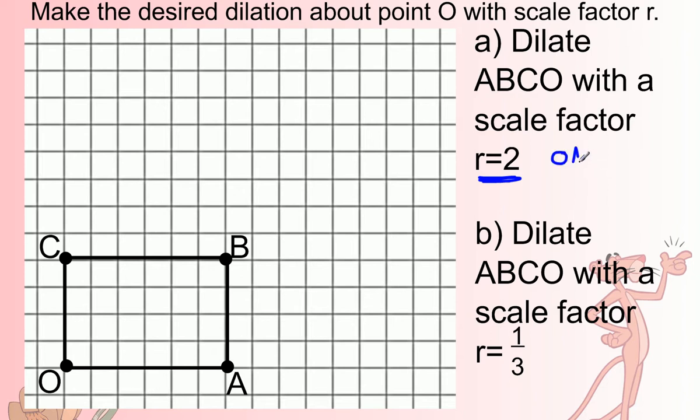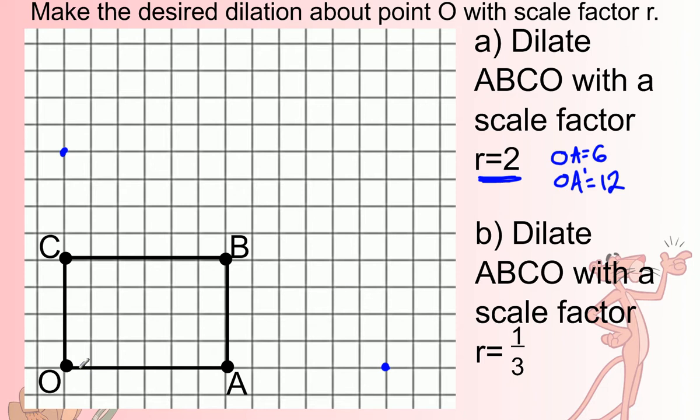So if OA is 1, 2, 3, 4, 5, 6, then OA prime, the new point out here someplace, needs to be double that, or 12 units long. So 1, 2, 3, 4, 5, 6, 7, 8, 9, 10, 11, 12. And the same thing here. OC is 4. So if I double that, 4, 5, 6, 7, 8.